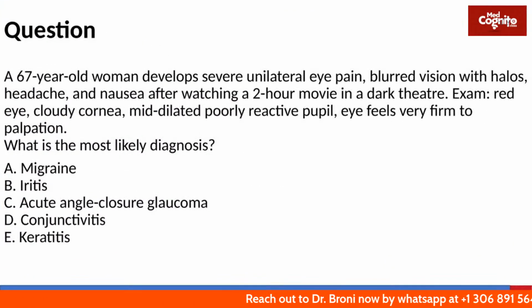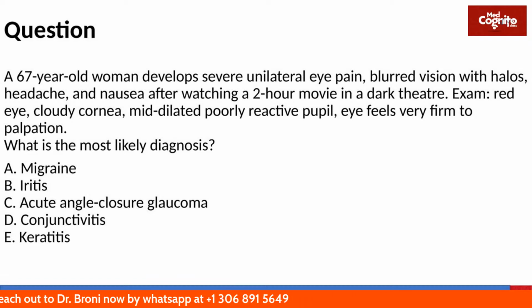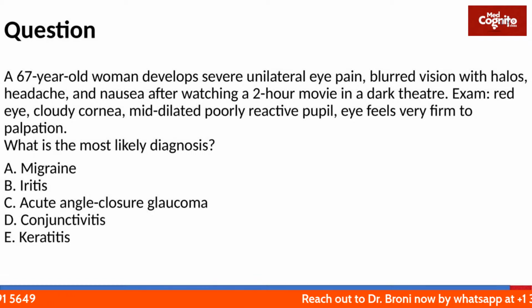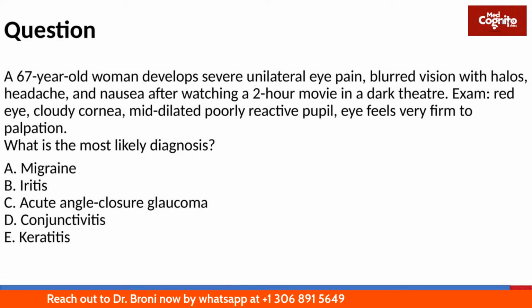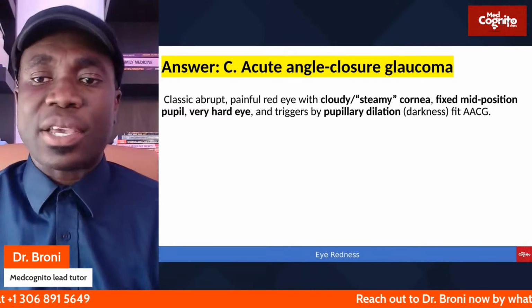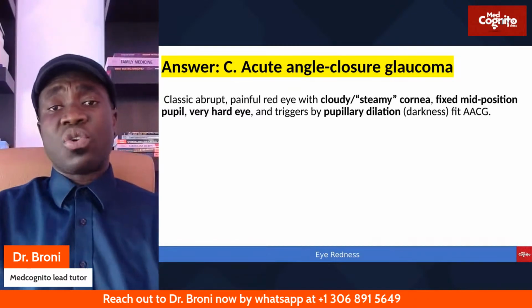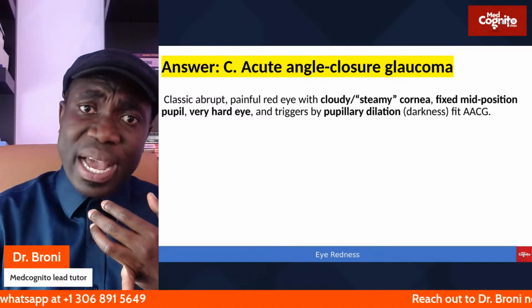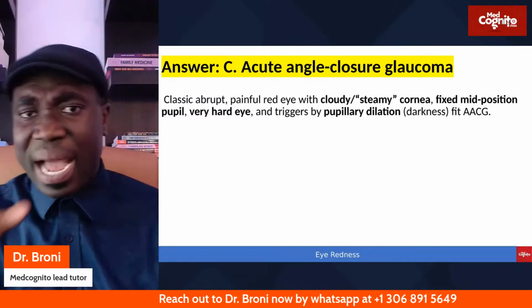What's the correct answer? Drum roll. This one, everyone should get it correct. And the correct answer is C. Acute angle closure glaucoma. That's the correct answer. We learned that there's abrupt, painful red eye, cloudy cornea, fixed mid-dilated pupil, very hard.